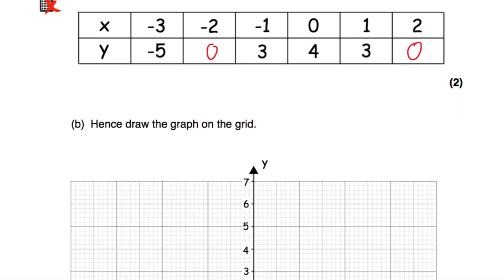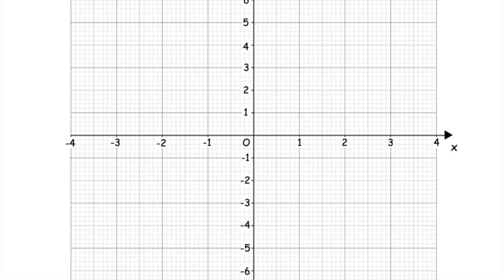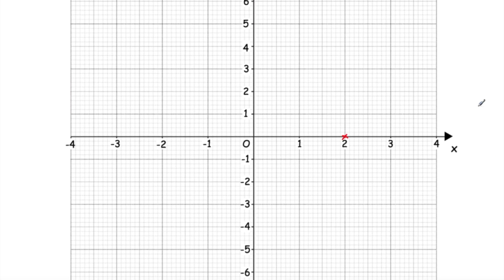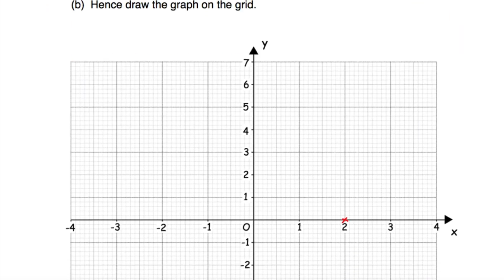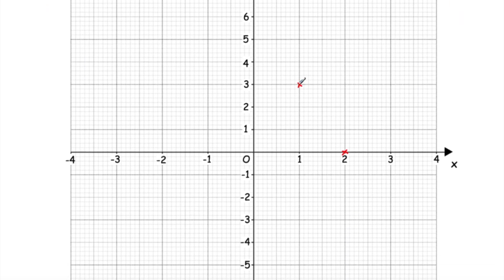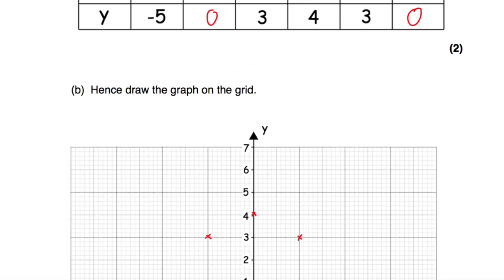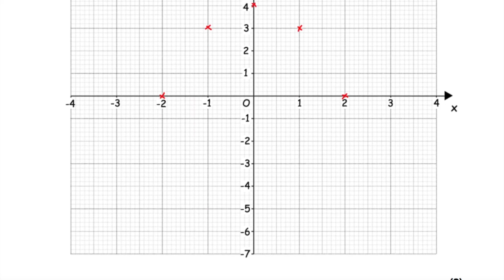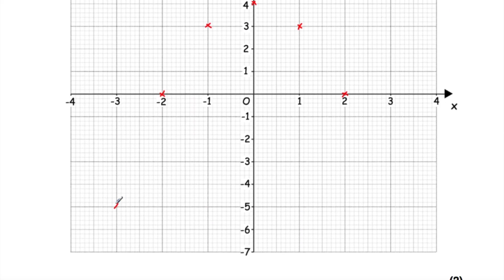So we need to plot these points and draw the graph. So we've got 2, 0, so 2, 0 would be there. We've then got 1, 3, so 1, 3 would be here. 0, 4 is there. Negative 1, 3 is there. Negative 2, 0 is there. And just go back up here, we've got our negative 3, negative 5. So negative 3, negative 5 is down there. And if you actually did plot 3, it would be negative 5 as well. It would be symmetrical.